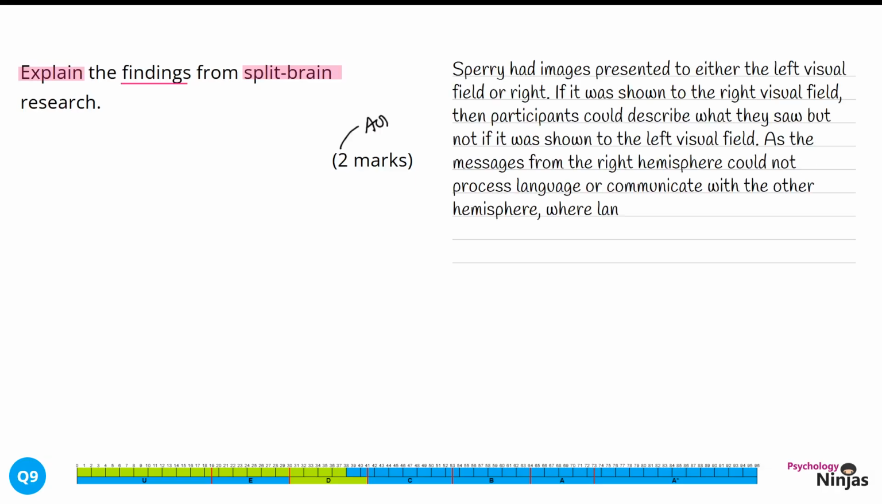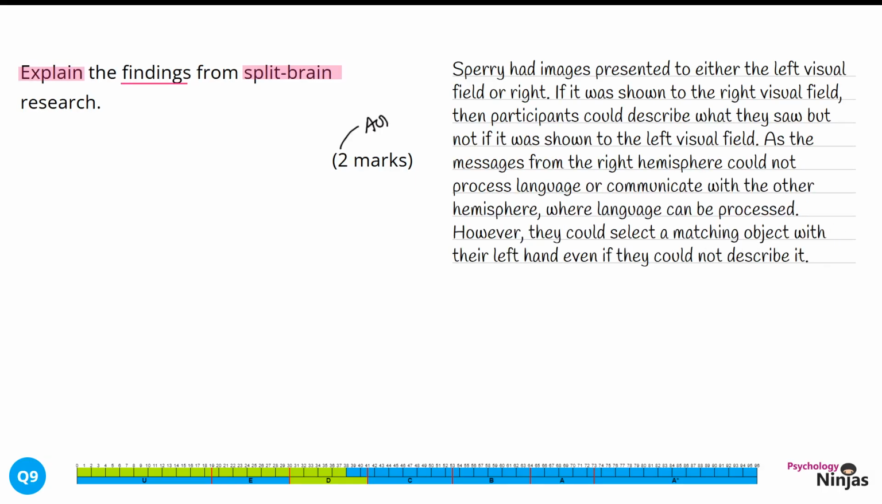Sperry had images presented to either the left visual field or right. If it was shown to the right visual field, then participants could describe what they saw, but not if it was shown to the left visual field, as the messages from the right hemisphere could not process language or communicate with the other hemisphere where language can be processed. However, they could select a matching object with their left hand even if they could not describe it.